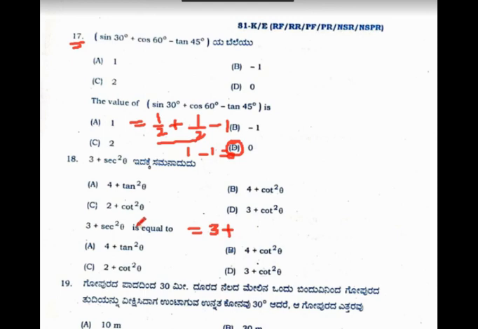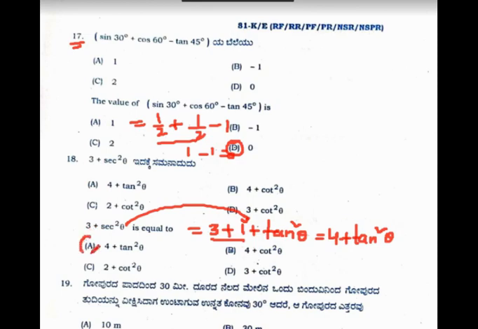18th question. 3 plus secant square theta is equal to. So 3 plus secant square theta. Secant square theta can be written as 1 plus tan square theta based on the identity. So 3 plus 1 is 4 plus tan square theta. Correct option for this question is A. 18th answer is A.